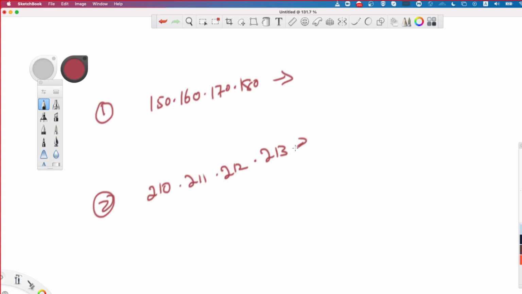For class B, how many bits are network ID bits? 16 bits. You can easily find it, right? For class C, 24 bits are network ID bits. So we understood 150 belongs to class B, so 16 bits are there. The subnet mask is going to be 255.255.0.0. Whereas for class C, because this is class C, the subnet mask for all class C networks will be 255.255.255.0. Hope this is clear. There won't be any questions on this.